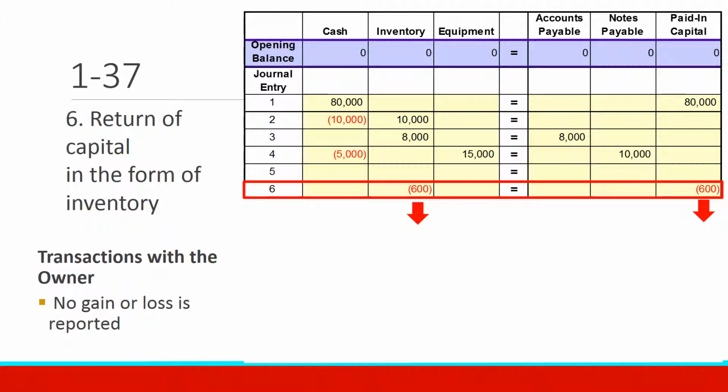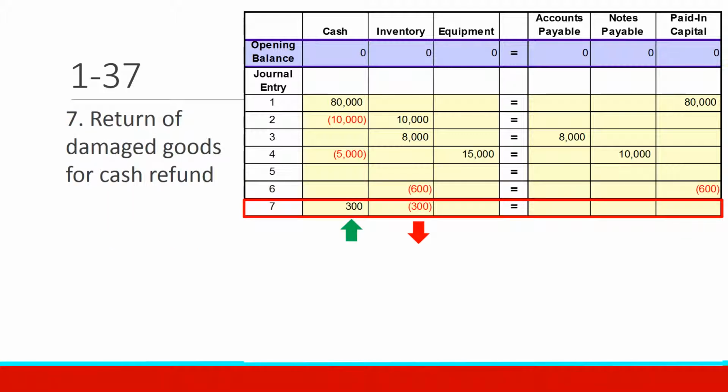Since this is a transaction involving the owner, taking the tires home is not considered to be a sale, because transactions with the owner do not have any sort of gain or loss or profit associated with them. Therefore, we're going to say that his taking the tires home is a return of some of his initial $80,000 in investment. And therefore, if we look at the financial statement template, we will see that inventory declined by 600 on the asset side, and on the liabilities and equity side, paid in capital decreased also by 600.